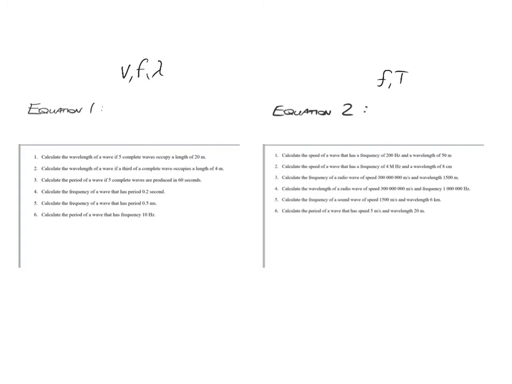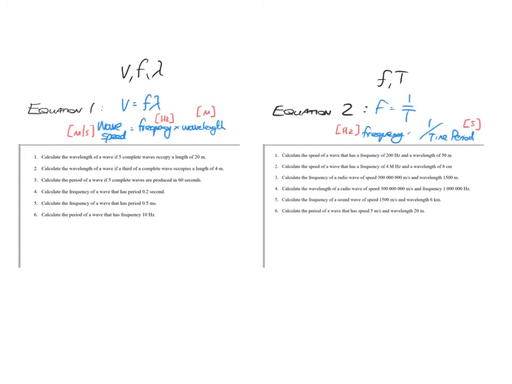Answers in 3, 2, 1. Okay, those are the equations. Note I've included the units. Wave speed has to be in meters per second, frequency has to be in hertz, wavelength has to be in meters, and time period has to be in seconds. In a minute, we're going to use these equations to have a go at the calculations below.